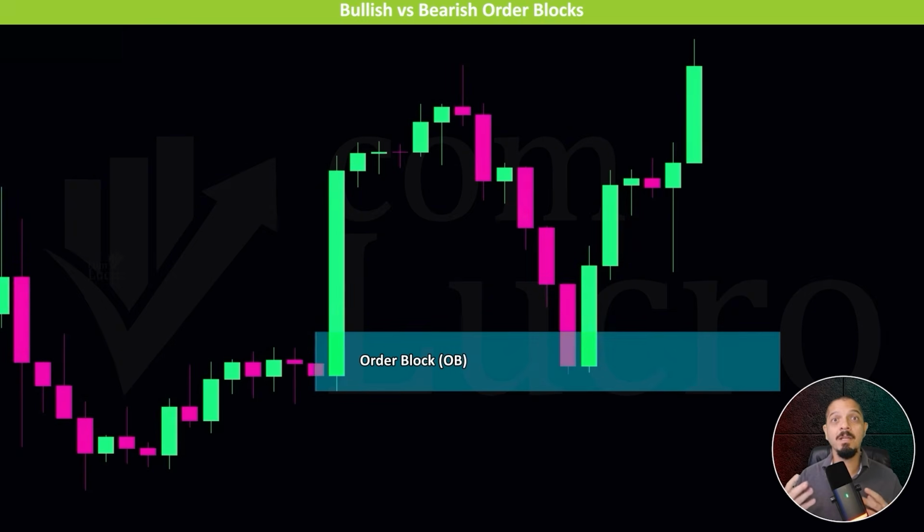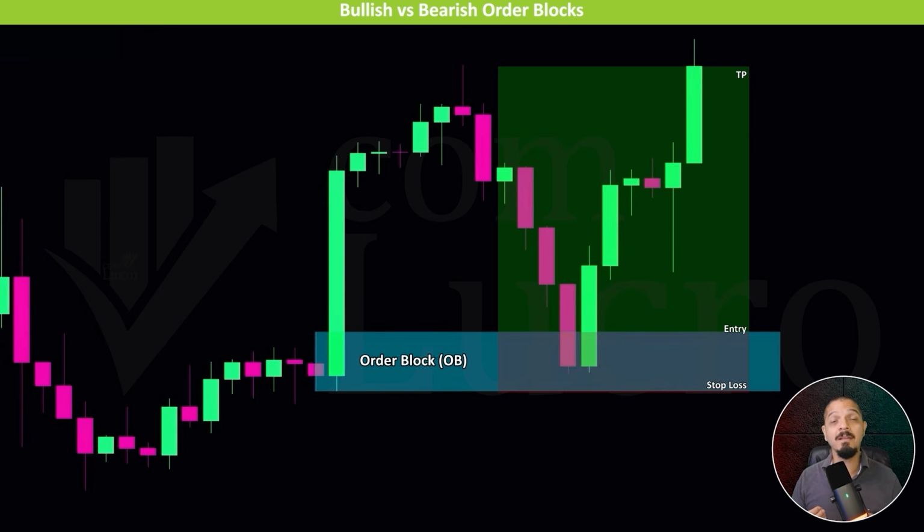Once an order block has been clearly identified, it often becomes an area of interest because price has a tendency to revisit and react from that zone. It is common to see price return to the order block and then respond with a bounce or continuation. In this example, entering at the order block would have produced a favorable move, clearly illustrating how price can react around these areas.